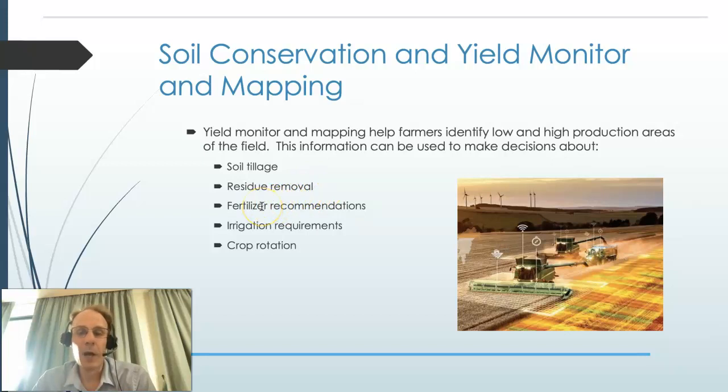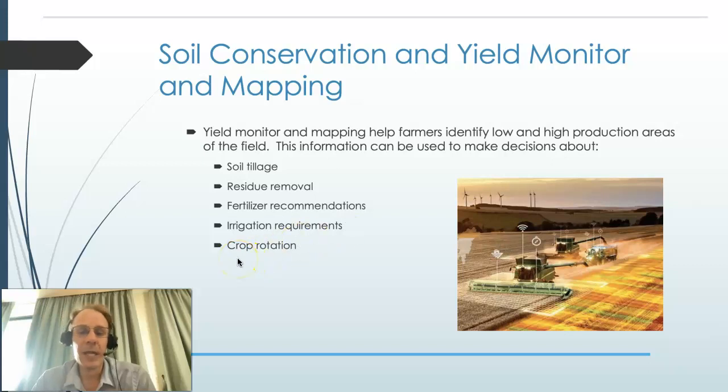We can also, based off of the low and high production areas, identify if we need to change our fertilizer recommendation. Maybe we need to add more fertilizer to our low areas to increase production, and our high production areas may require less fertilizer, but they also may require more fertilizer. We also can assess our irrigation requirement. Maybe the low yielding areas may not have had sufficient irrigation, or may have had too much water.